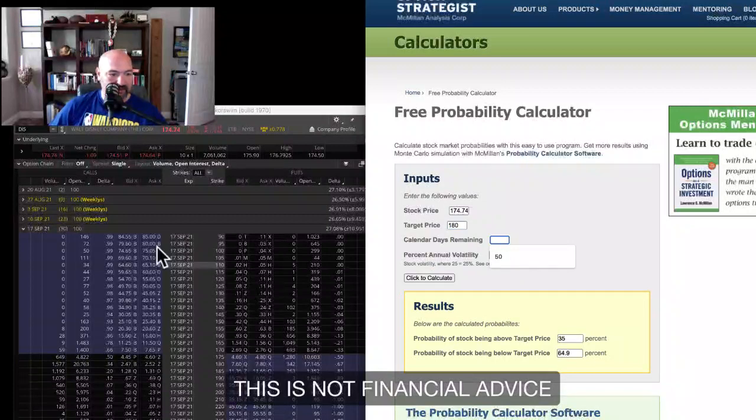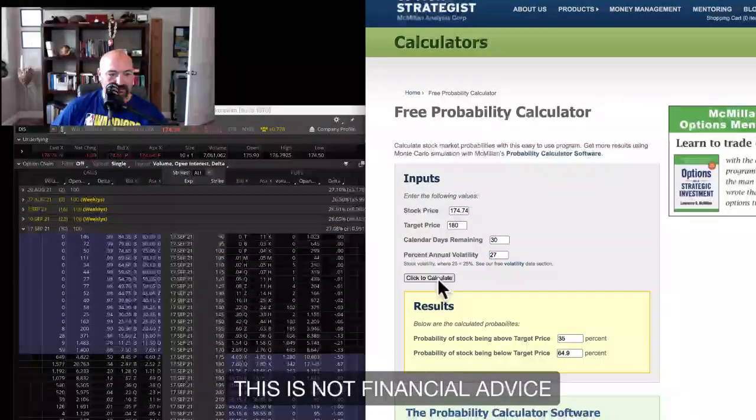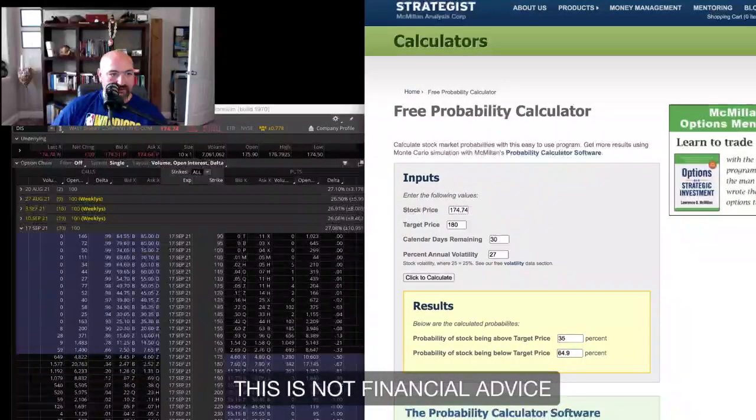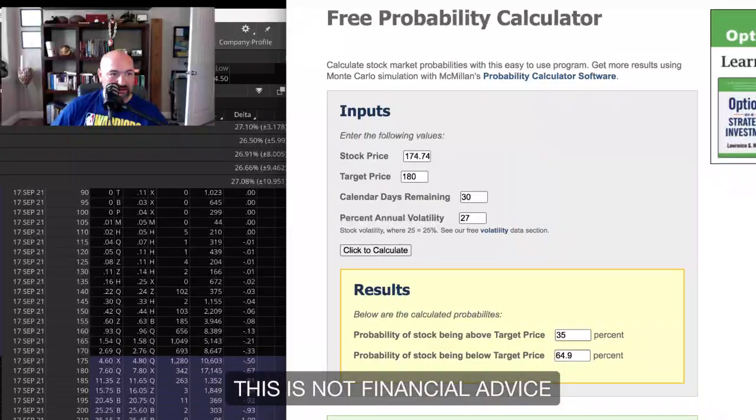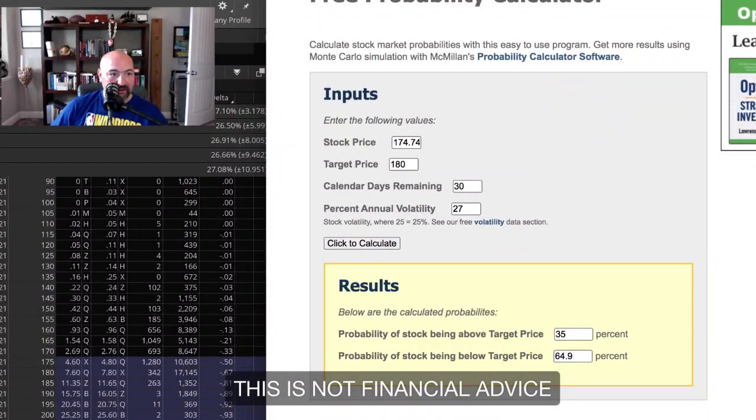Calendar days remaining, 30 days. We could see that right here. So I'm going to put 30 in there, and then percent of volatility. So what's our IV? We said on Disney it was 27%. So now I'm going to calculate it, and you could see here that it's giving me this. Let's see if I can zoom that in. It's giving me a probability that the stock being above the target price of 180 is 35% chance.